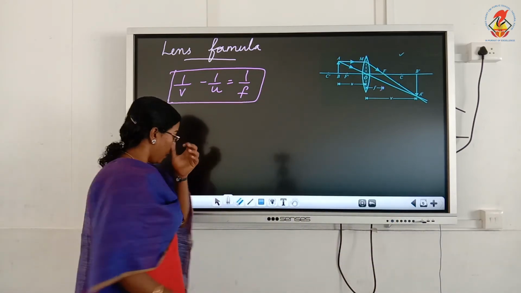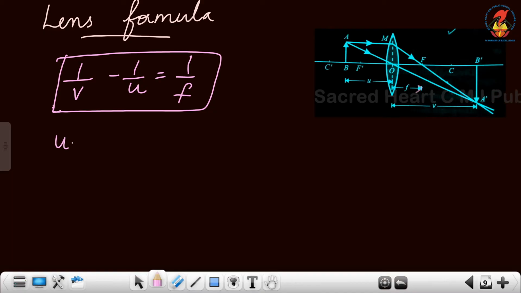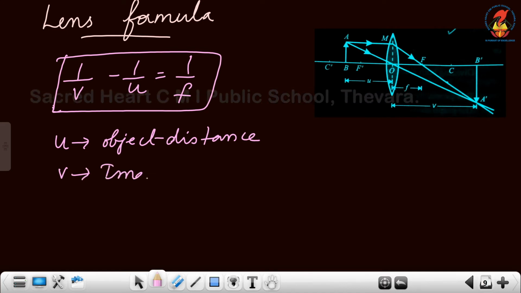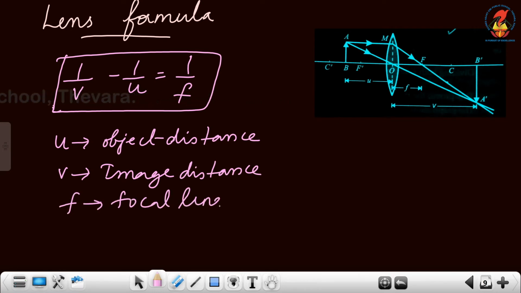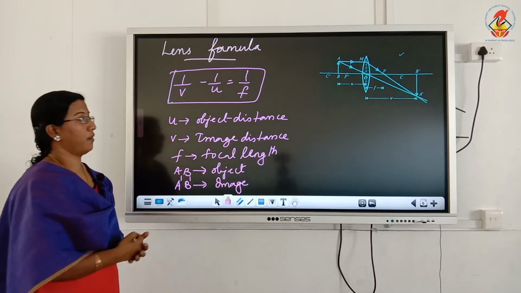Okay, now, U is the object distance, V is the image distance, F is the focal length. In this diagram, AB is the object and A dash B dash is the image. Final image formed, final real image.